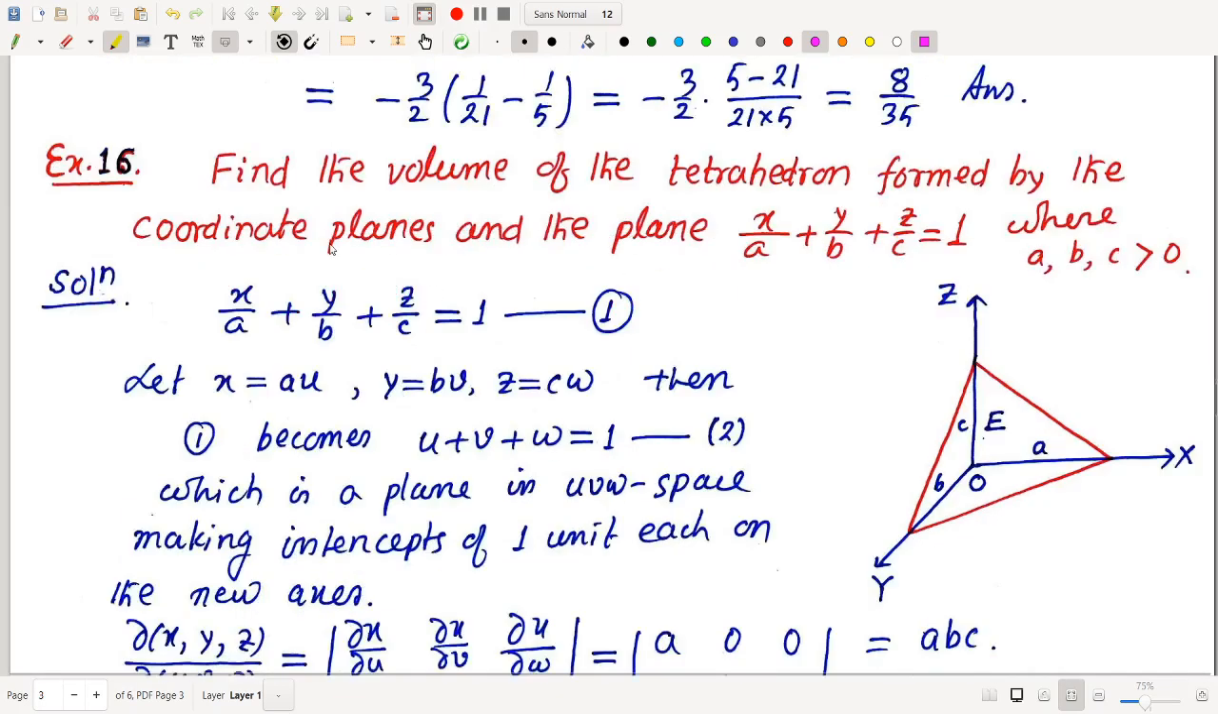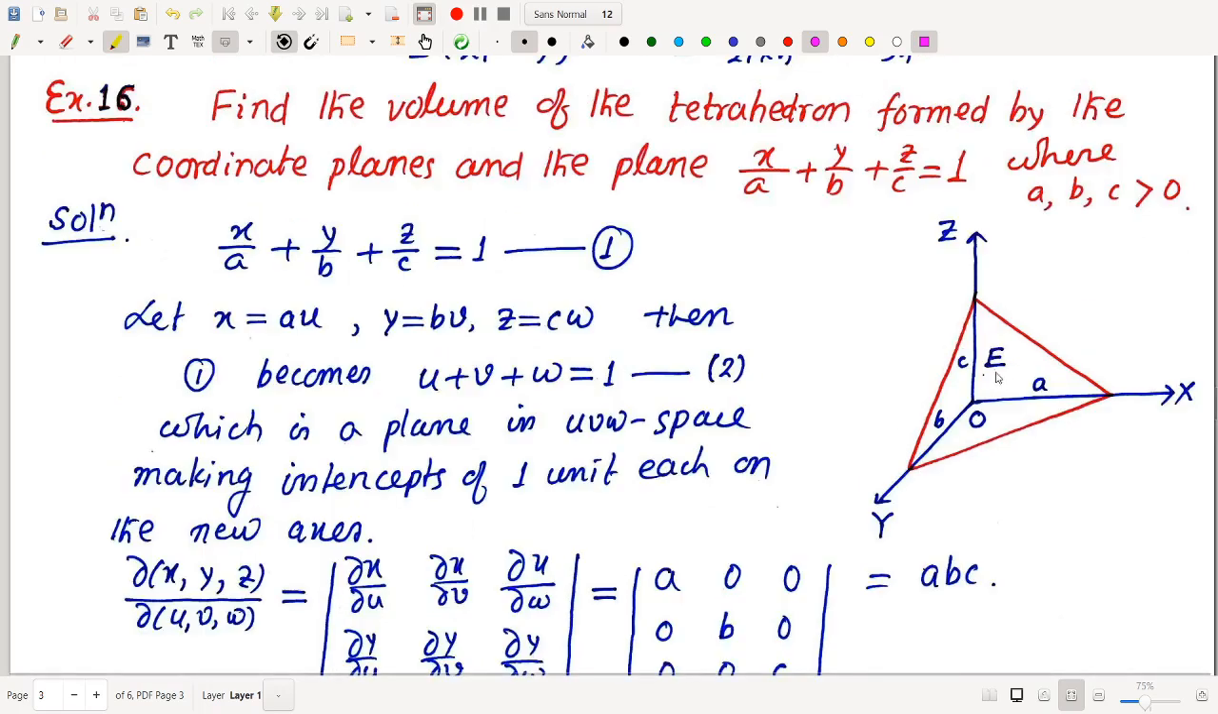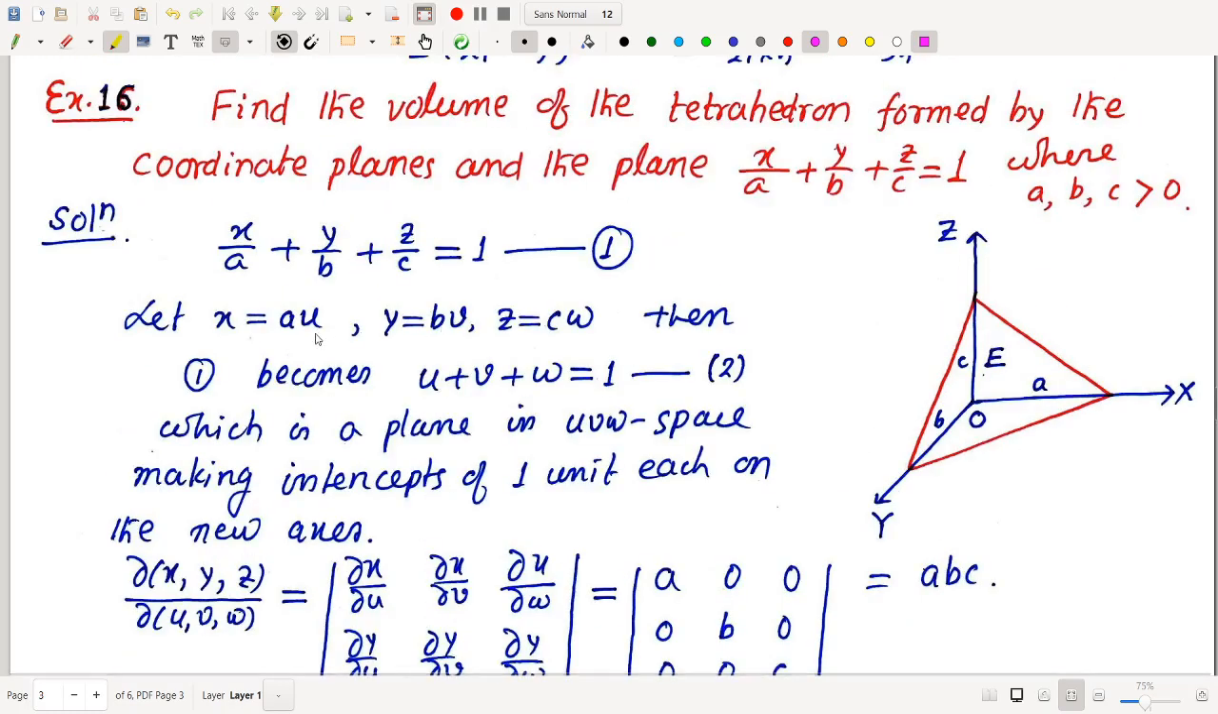Next example, find the volume of the tetrahedron formed by the coordinate planes and the plane x by a plus y by b plus z by c equal to 1, where a, b, c are all positive. So now we have to find the volume of this tetrahedron using a triple integral. It is a tetrahedron, a pyramid-like body. The xy plane, yz plane, zx plane are 3 boundaries, and another boundary is this oblique plane. So this time we can directly find it, but if we change the variables it will be better.